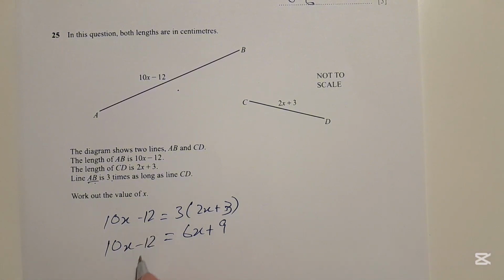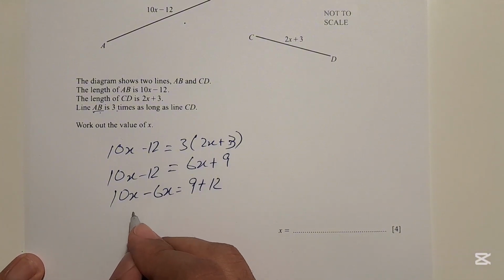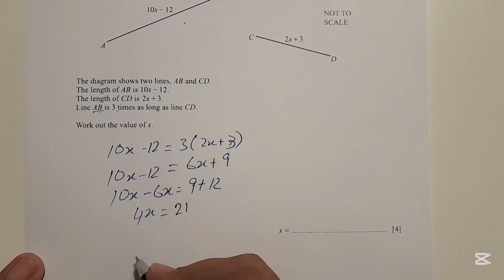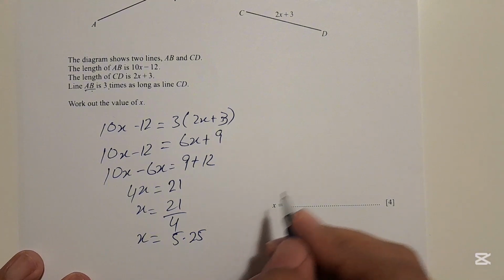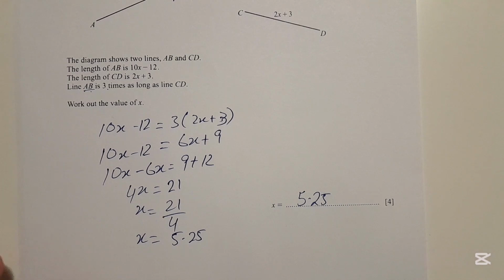Then we move x terms on one side and non-x terms on the other side. So 10x minus 6x is equal to 9 minus 12. Hence 4x is equal to 21. So x is equal to 21 divided by 4. So the value of x is 5.25. 5.25 will be the value of x.